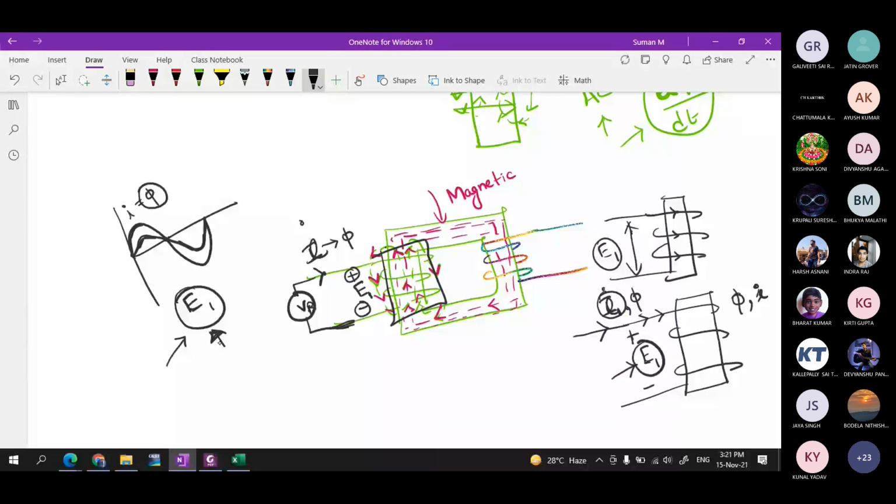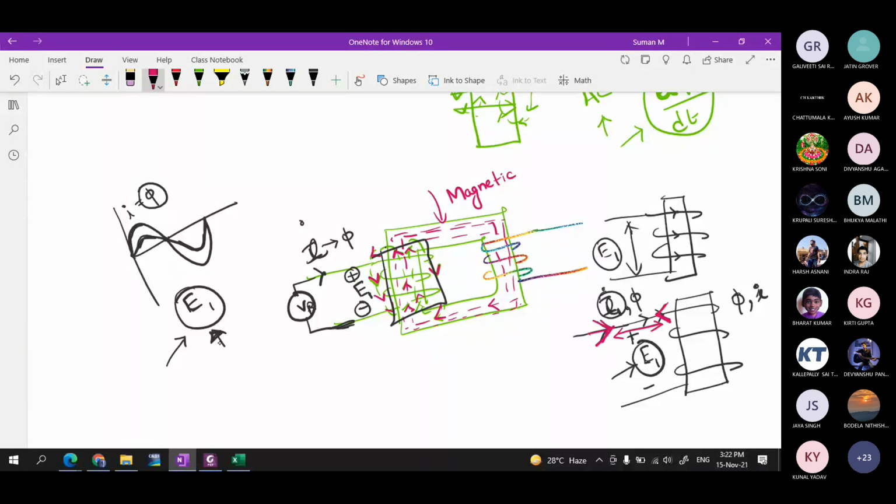Because of this, EMF is induced, and its polarity is such that if you allow this E1 to supply some current, that current should oppose the cause of it. What is the cause? I1 is the cause. Literally, if I1 is in this direction, the current supplied by this E1 should be in this direction. Both should be opposite. This is given by Lenz's law.